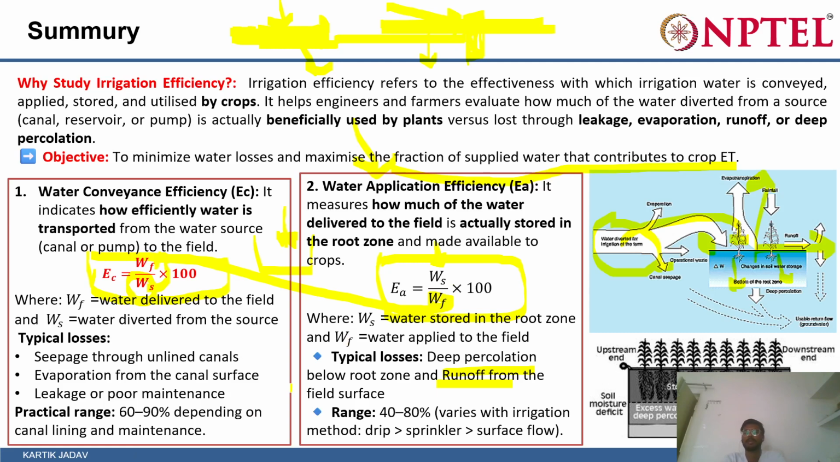But in the case of drip, you have comparatively lower losses, and in sprinkler you might have losses as you are sprinkling the water onto the surrounding soil, but it is still comparatively low as compared to other surface flow irrigation methods.